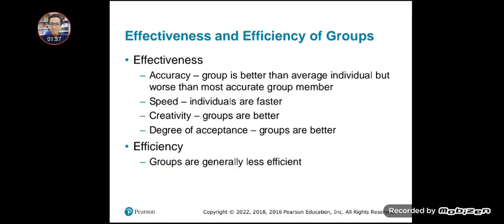And then in some situations, groups are more effective or efficient, and in other situations, individuals are. So when it comes to accuracy, groups tend to perform better, but they are not as fast as if we work individually. So groups can be more creative, and the decisions of the group members may be better accepted because of multi-person buy-in, or multi-person acceptance of those ideas and so on.